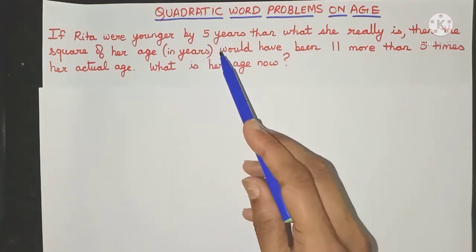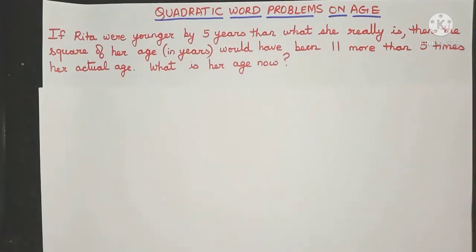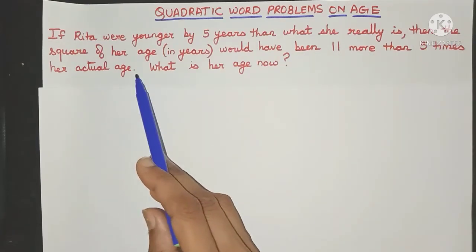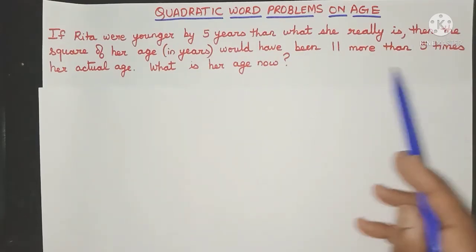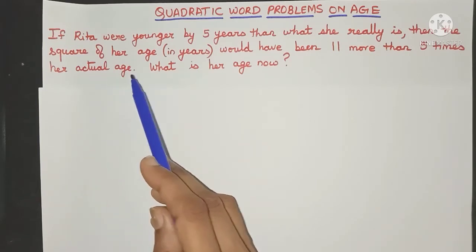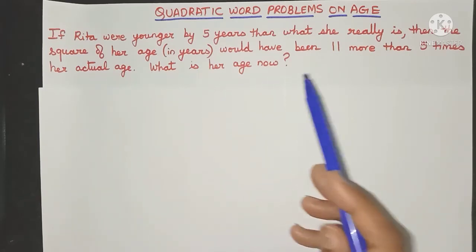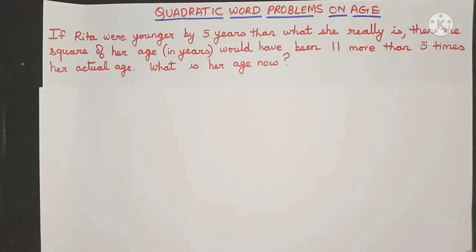If Rita were younger by 5 years than what she really is, then the square of her age would have been 11 more than 5 times her actual age. What is her age now? So friends, we have read it once. I want you to pause the video and read it again.